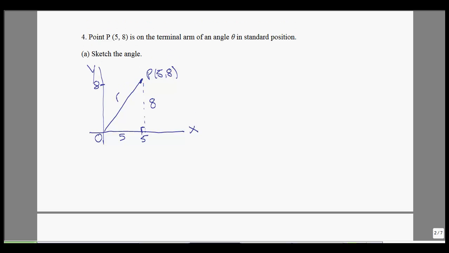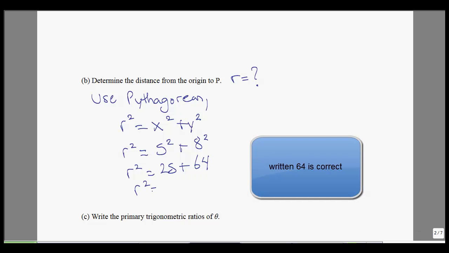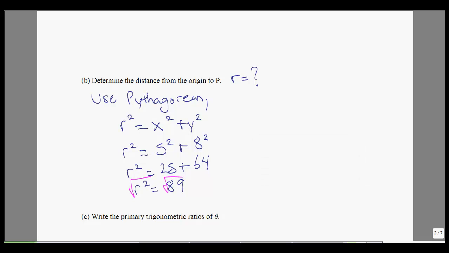Looking back at our triangle, we notice that we have an x of 5 and a y of 8. So let's plug those back into our equation here. r squared equals, our x is 5 squared, our y is 8 squared. That becomes 5 squared is 25, 8 squared is 64. The sum of that is 89. Now we have to square root that to get our value for r, which will be root 89. That's our final answer there.